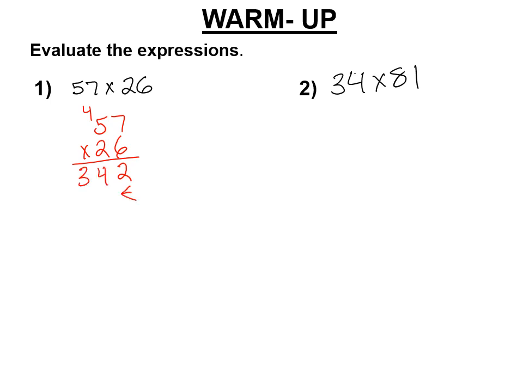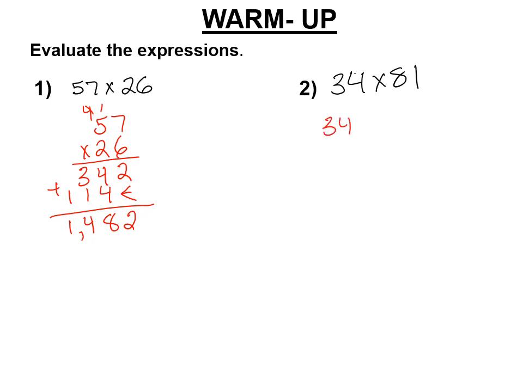I like to write that little arrow to push over to be under the 2. Neatness counts. 2 times 7 is 14, carry the 1. 2 times 5 is 10, plus 1 is 11. We're adding up the two rows. 2 plus nothing, or arrow, is still 2. And we get 1,482.